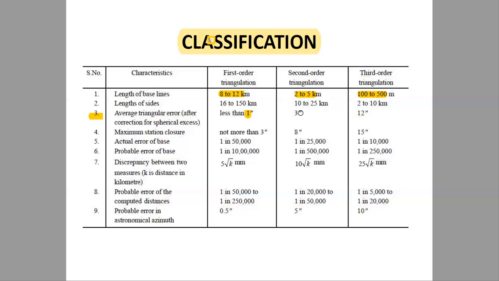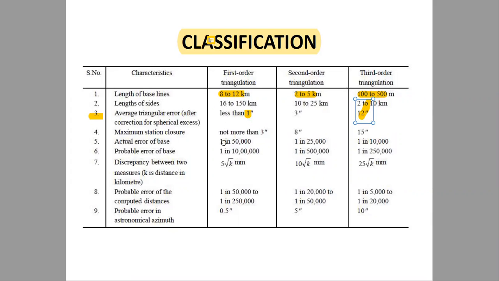Sorry, it's 1 minute. No, sorry, it's 1 degree, 3 degree, and 12 degree. Okay, it's 1 second, 3 second, and 12 second. So the average triangular error allowed is less than 1 second in first order triangulation, 3 seconds in second order triangulation, and 12 seconds in third order triangulation. It's not degree, it's second.